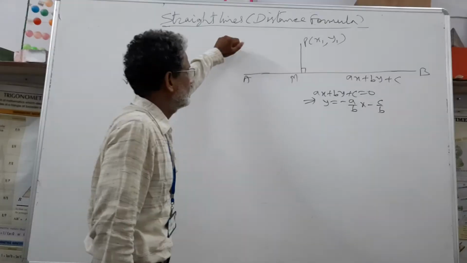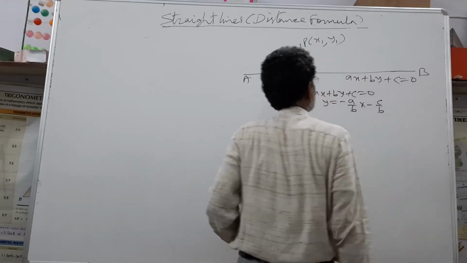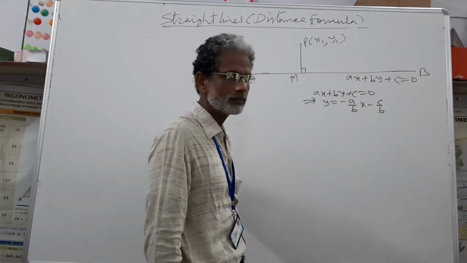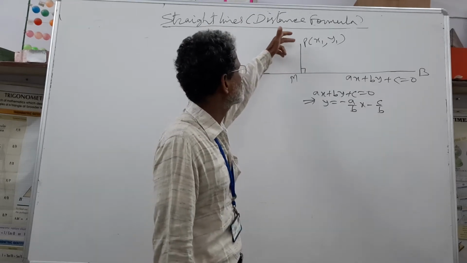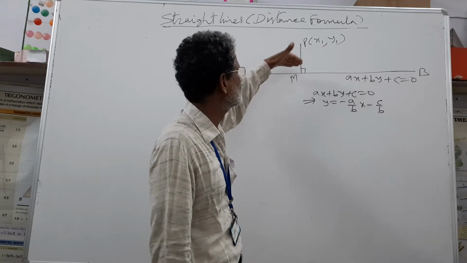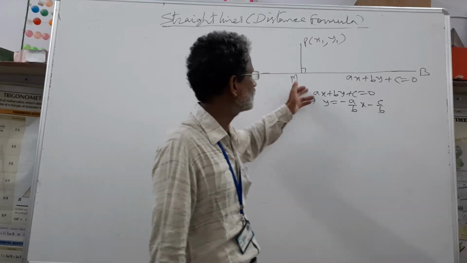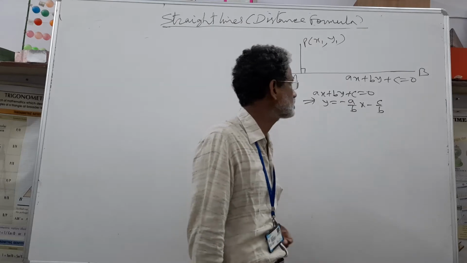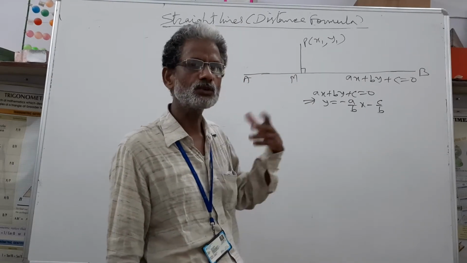Let AB be a line, Ax plus By plus C is equal to 0. In front of it there is a point P(x1, y1). We are required to find the distance of P from AB, that is the length PM, where PM is perpendicular to AB. Now Ax plus By plus C is equal to 0 can be written as y is equal to minus A by B into x minus C by B, in slope form.